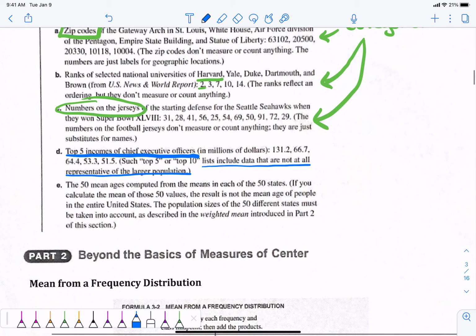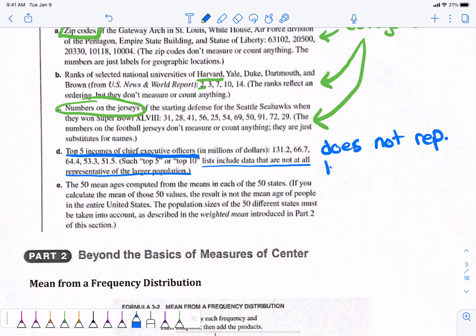So it does not represent a larger population. The top 5 is not going to be the same as any of the other CEOs in any other company, right? Okay, so that doesn't do anything for me.